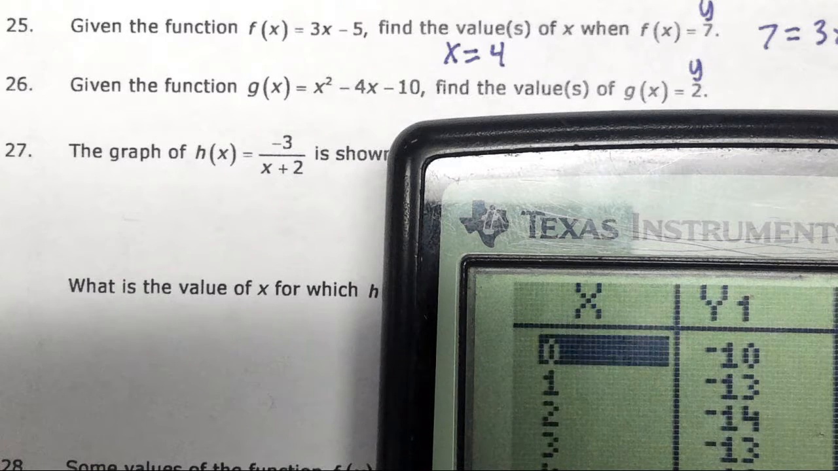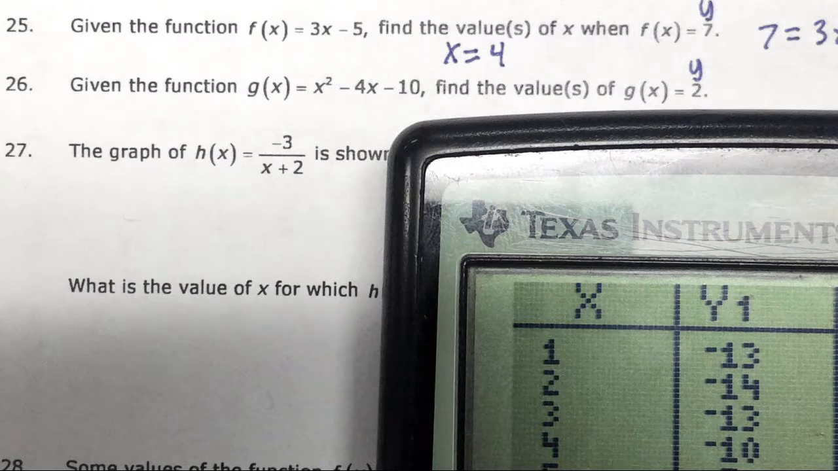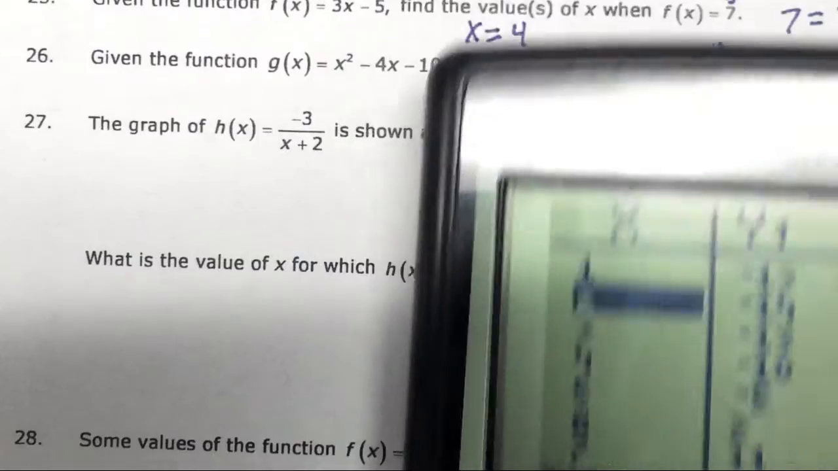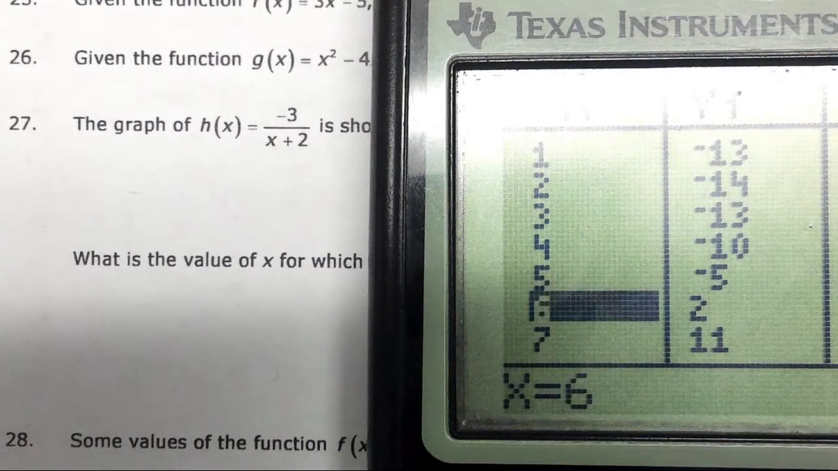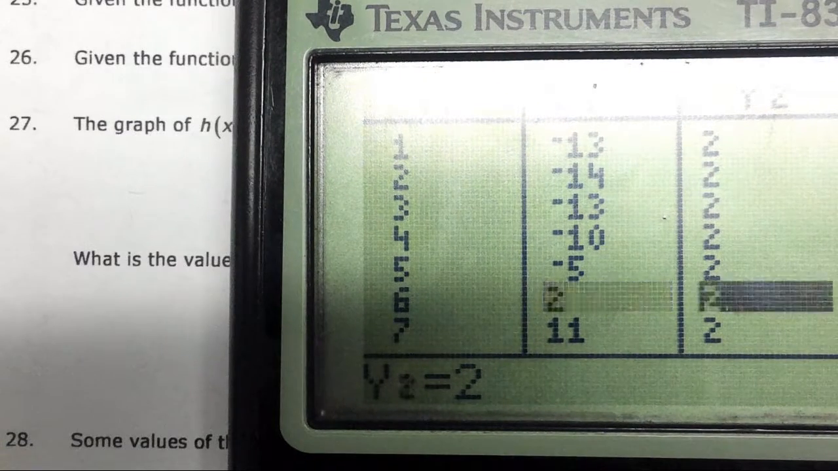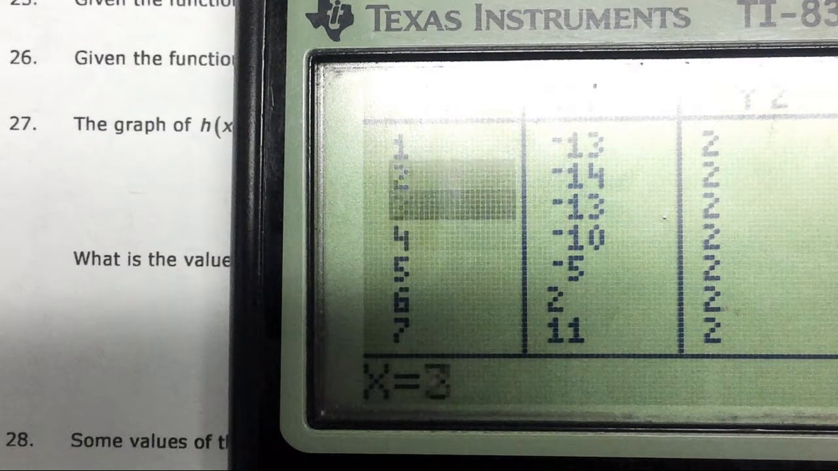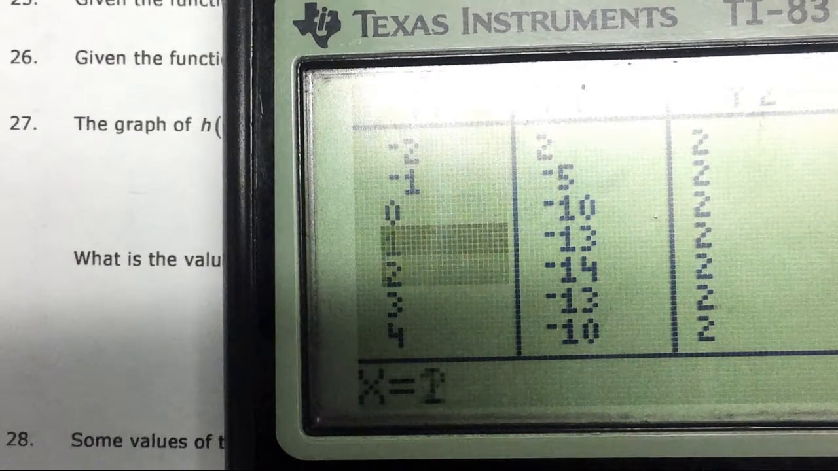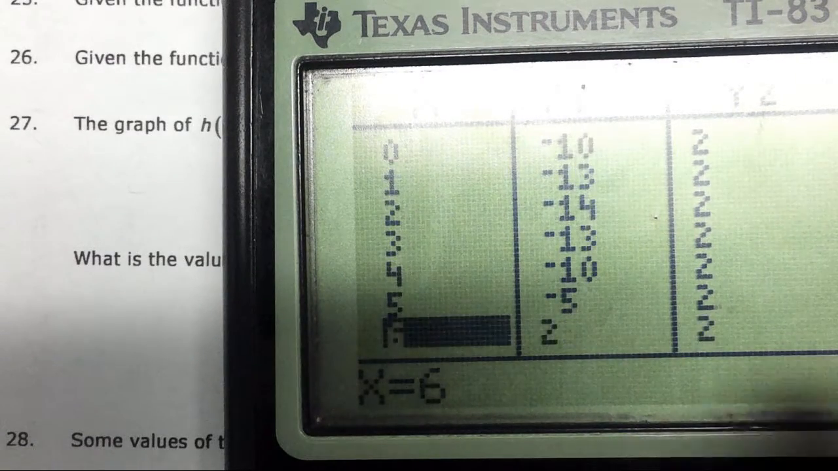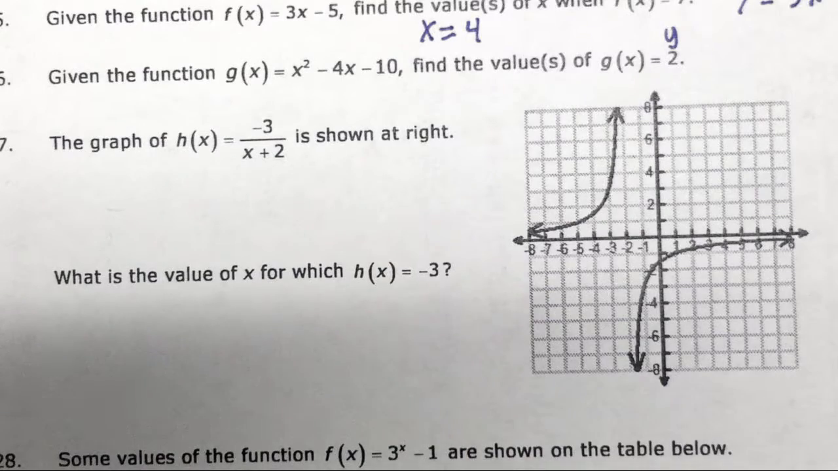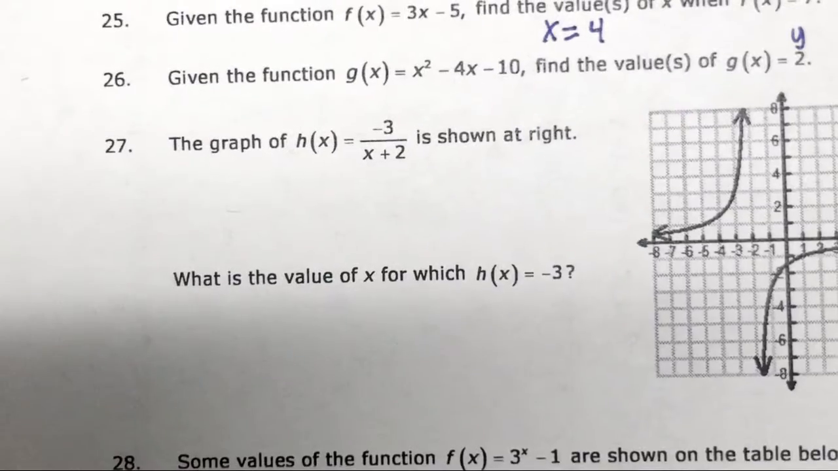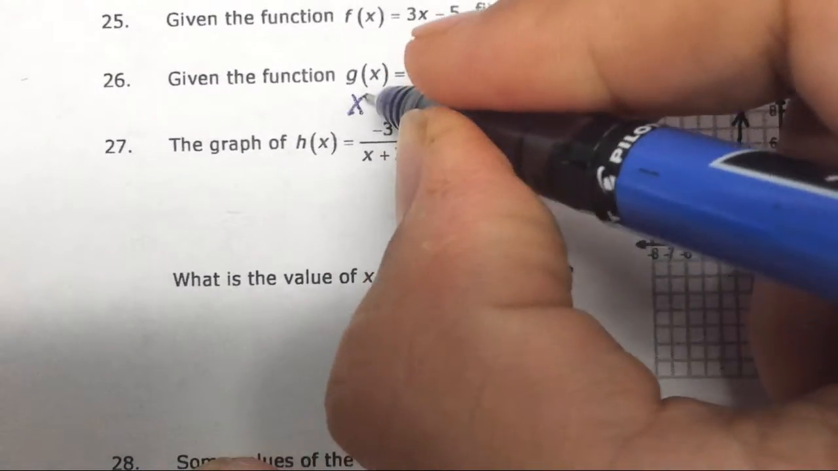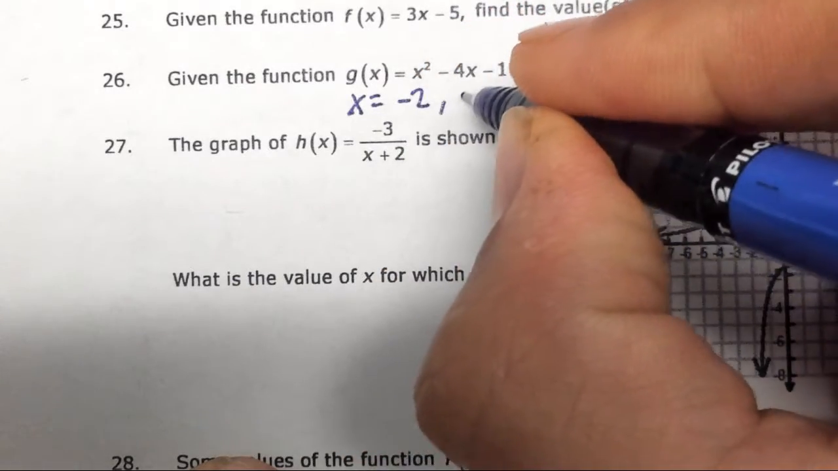Look at the table. It matches at 6, and it matches at 6. See how it's got 2 and 2. And let's see where else it matches. And at negative 2. So we've got negative 2 and 6 where y1 and y2 are the same. So we have x equals negative 2 and 6.